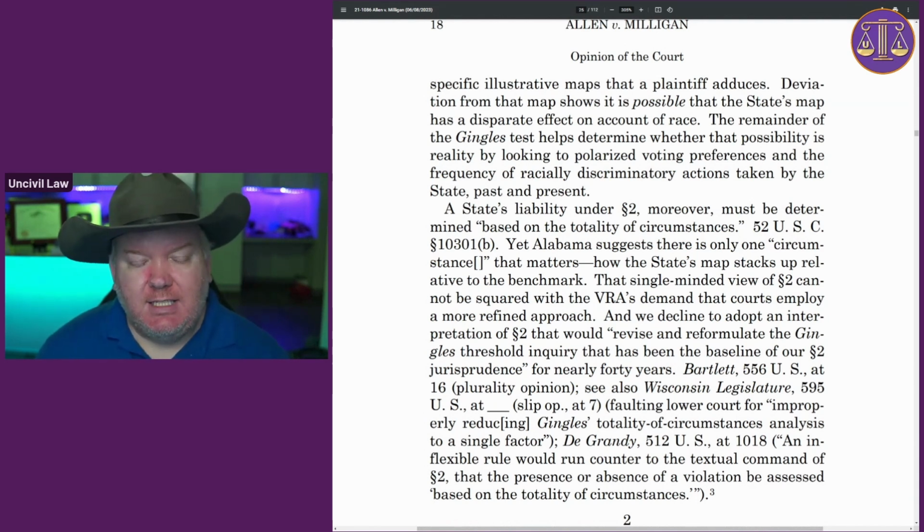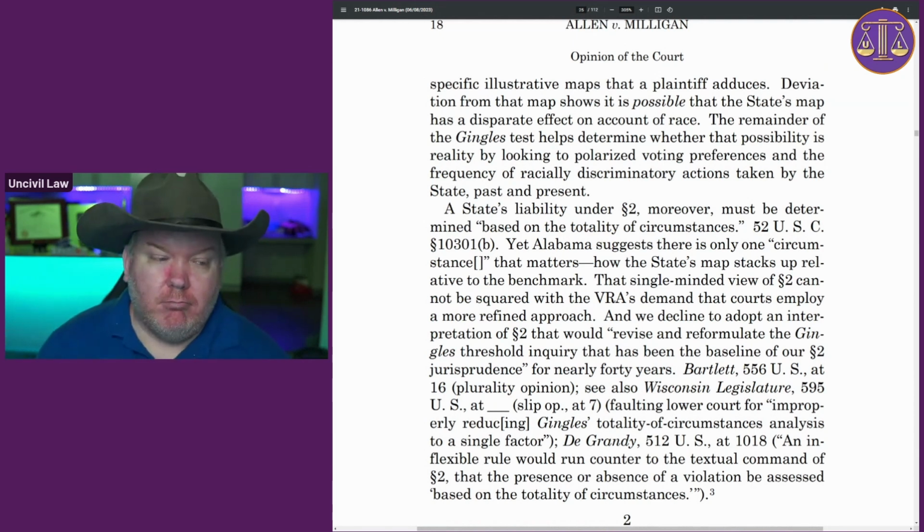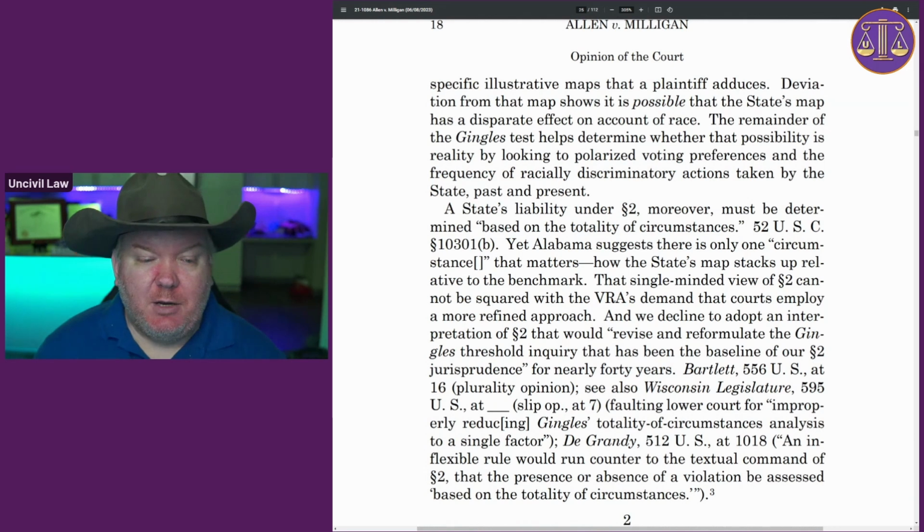A state's liability under Section 2, moreover, must be determined based on totality of circumstances. Yet Alabama suggests there's only one circumstance that matters: how the state map stacks up relative to the benchmark. A single-minded view of Section 2 cannot be squared with the Voting Rights Act's demand that the courts employ a more refined approach. And we decline to adopt an interpretation of Section 2 that would revise our threshold inquiry that's been the baseline of our jurisprudence.